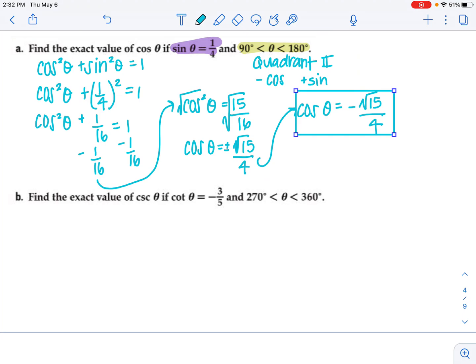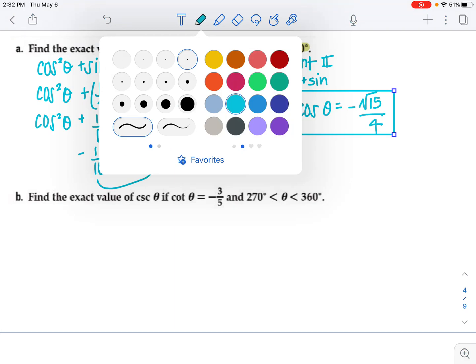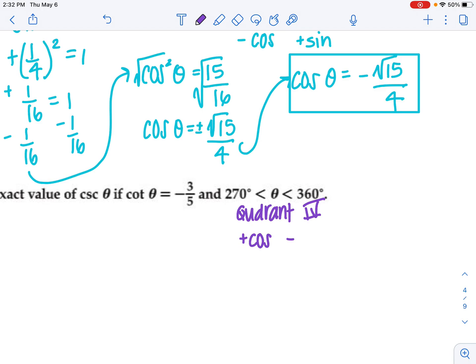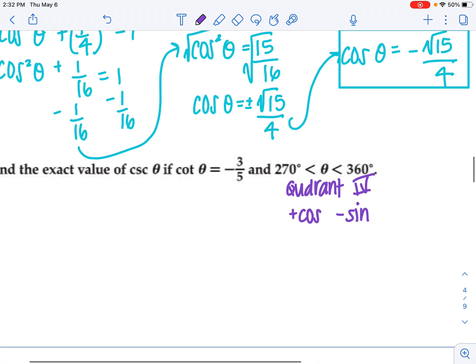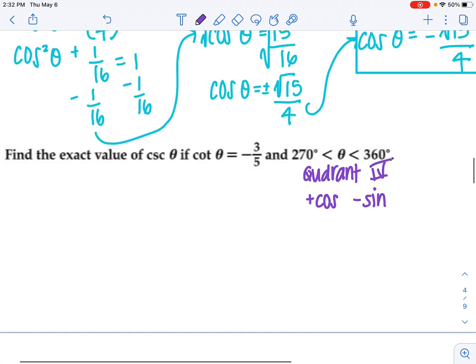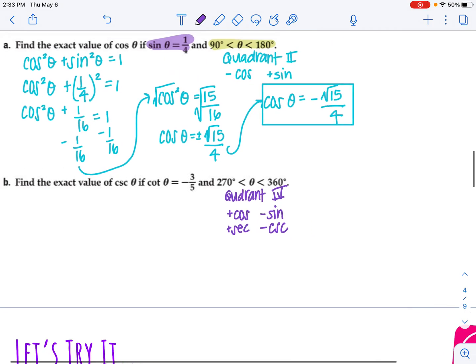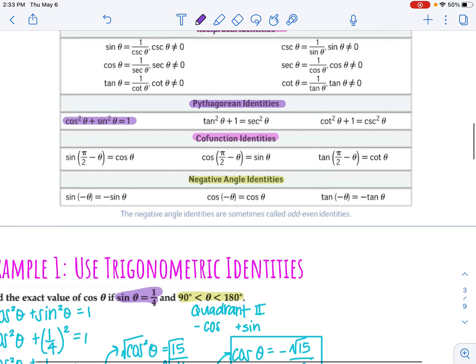So then B says find the exact value of cosecant of theta if cotangent of theta is equal to negative 3/5 and 270 degrees is less than theta, which is less than 360. So this means that we are in quadrant 4, which means that we have a positive cosine and a negative sine. So that would mean that we have a positive secant and a negative cosecant.